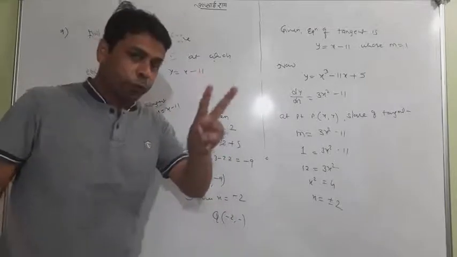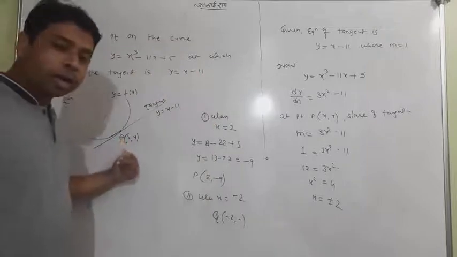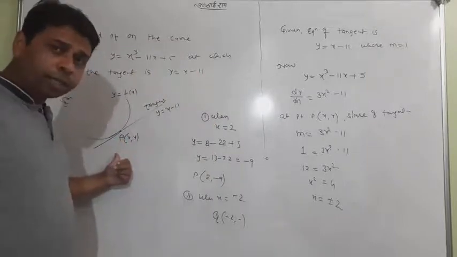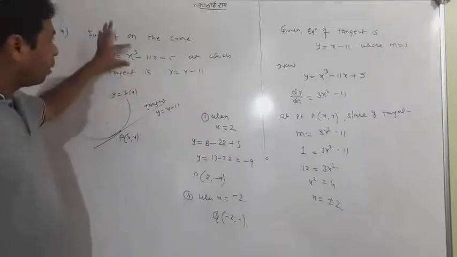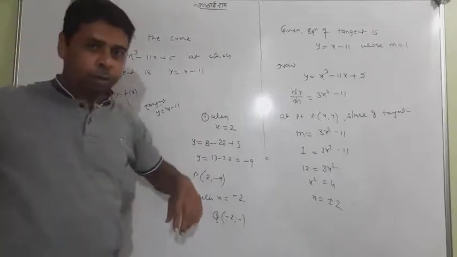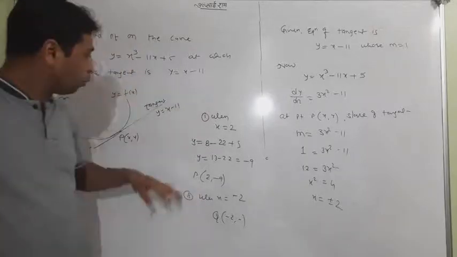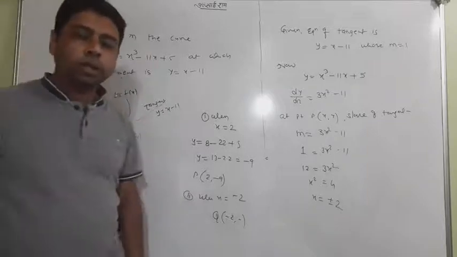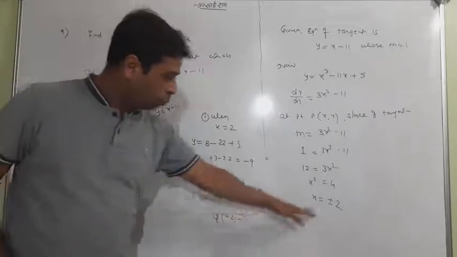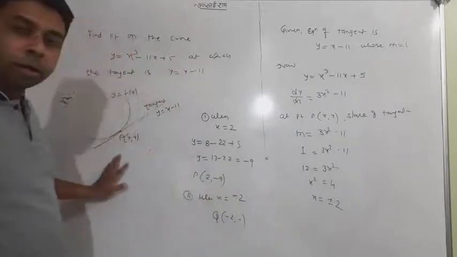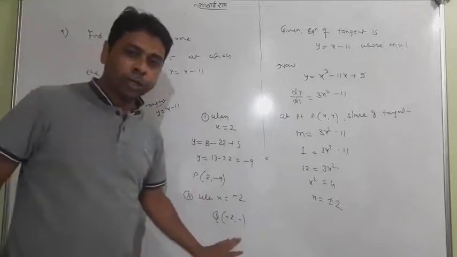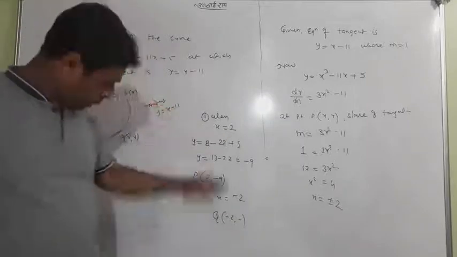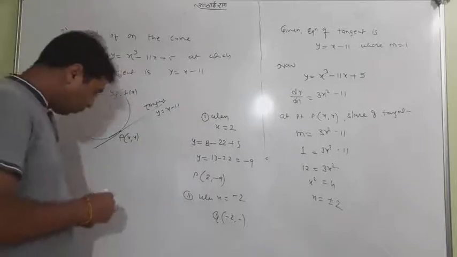So we have 2 points of contact. I pointed out P here, because it may be possible that a fluctuating curve is there. There may be more fluctuation, and more than one point of contact may be there. So the first point of contact is P, which I made here, and the second point of contact is Q, which I didn't mention there. So this is a question from my side only.